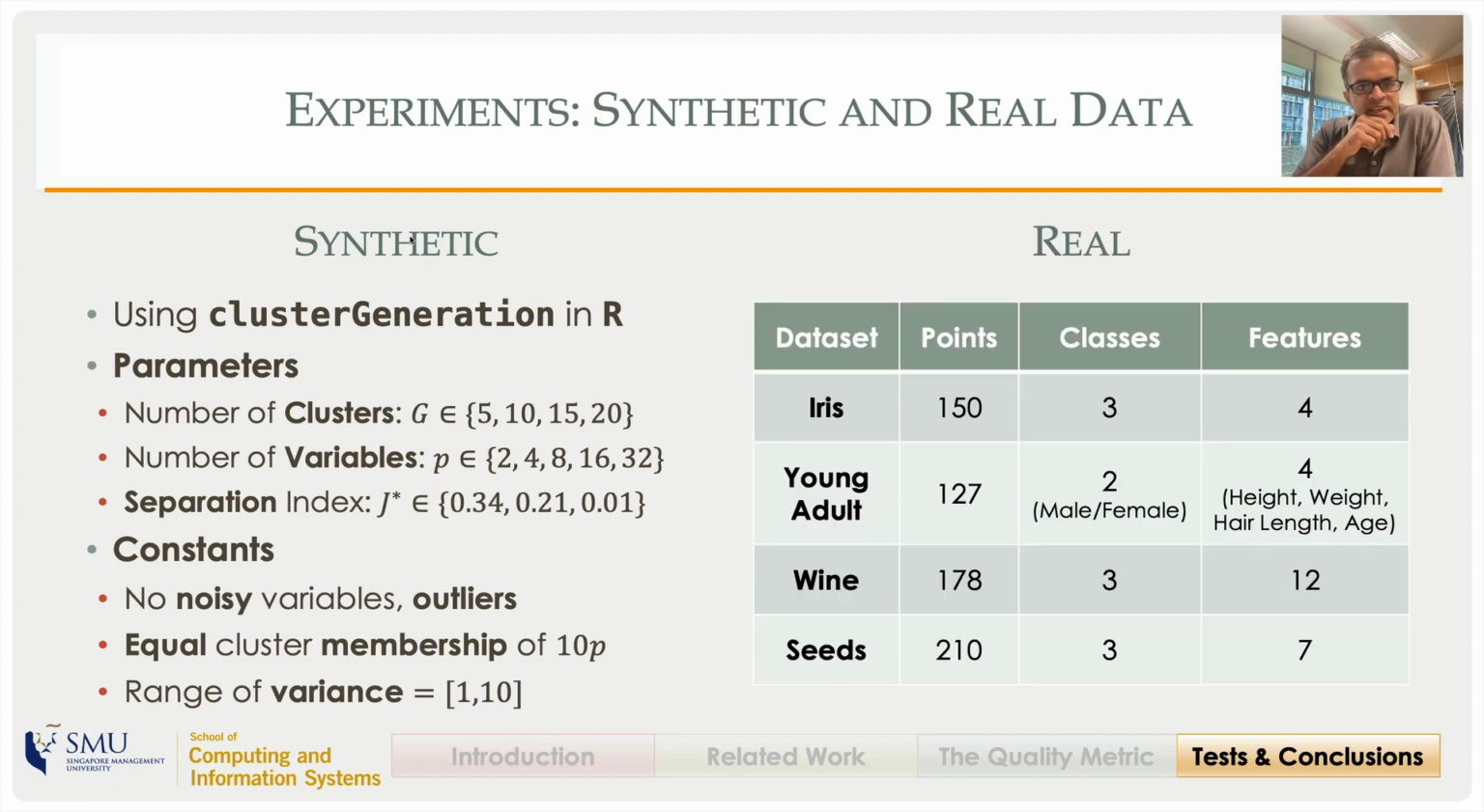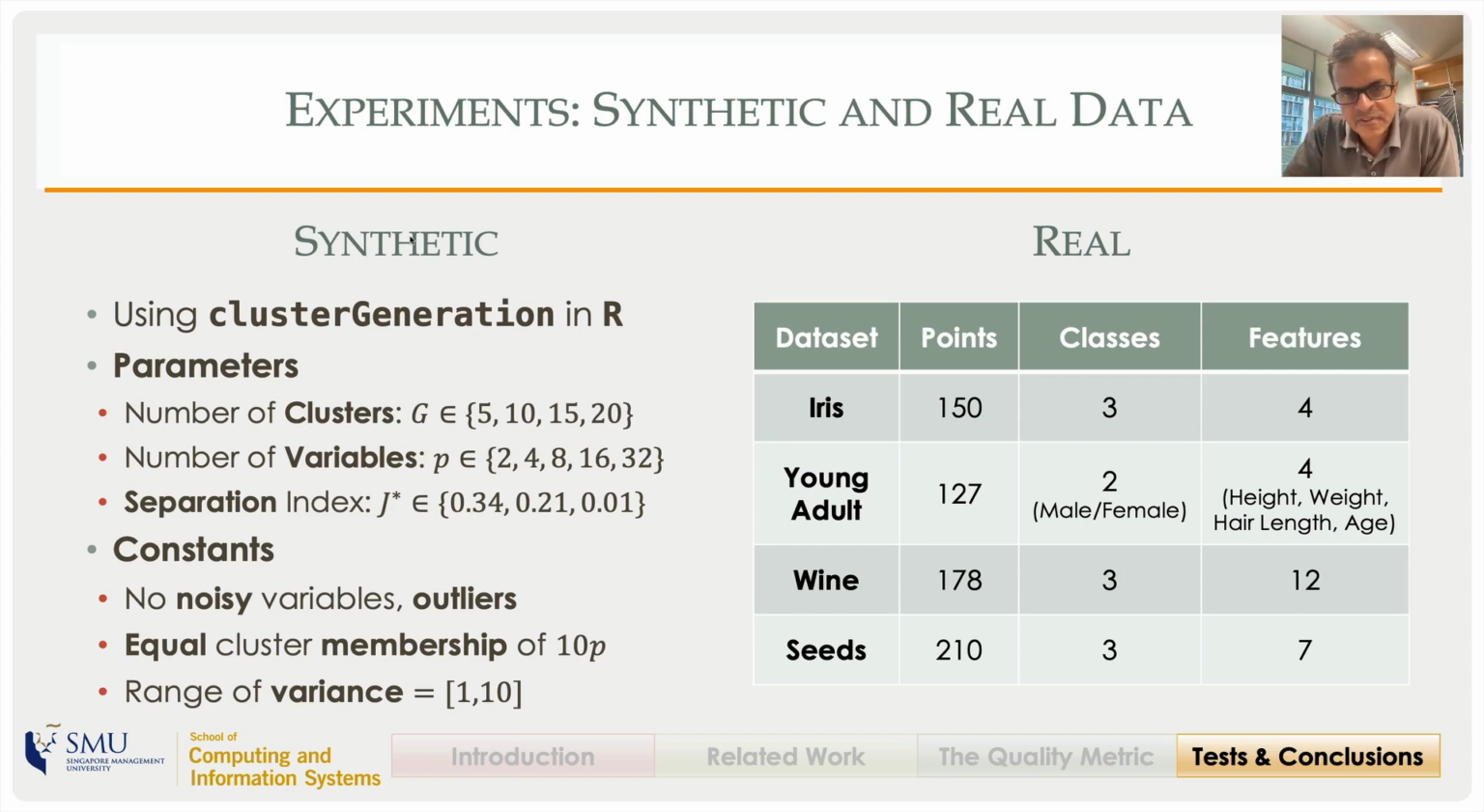And in addition to synthetic data, we use real data sets, the standard ones, iris, wine, and seeds from UCI, as well as another one that is locally collected data, a young adult data set collected from my students, 127 of them in 2 classes, because male and female students, height, weight, hair length, and age. Height and weight, obviously girls tend to be lighter and shorter than boys. Length of hair, girls tend to have longer hair, so there are distinguishing features in these 3 variables.